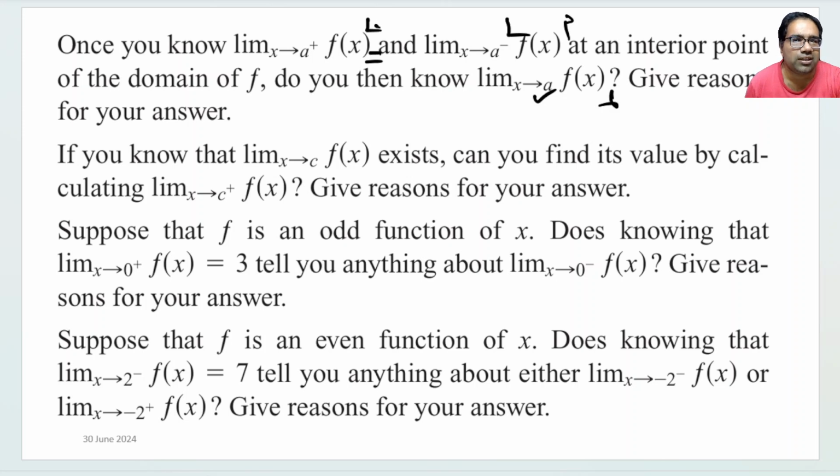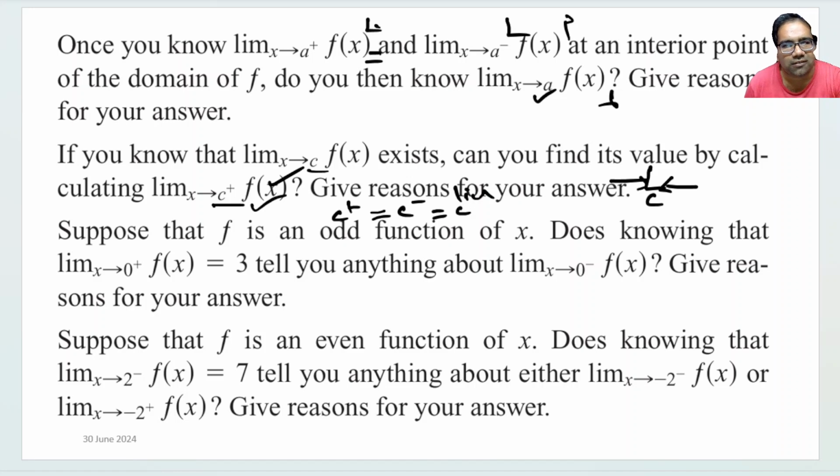If you know that the limit as x tends to C of f of x exists, can you find it by calculating the limit from C plus? Yes, exactly. If the limit exists, then the limit from C plus is equal to the limit from C minus, which is equal to the limit at C. All three should be the same. So if you know the limit when x is coming to C plus, from the right hand side of C, then the left hand side should also be equal to that, and the limit is that L. So we know this.